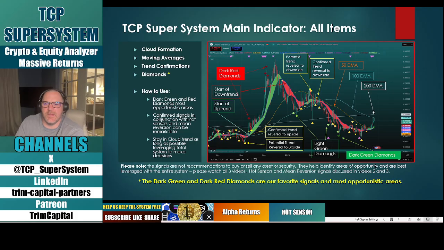And then this is everything combined, right? Again, diamonds on the top and bottom side, your cloud formation for your uptrends or downtrends, all right? Your potential and confirmed trend reversals, and then your moving averages for support and resistance levels, when combined. Again, it's going to be extremely important to understand the different components. That'll help you understand our interpretations much, much better. And you will see over time that this is extremely effective.